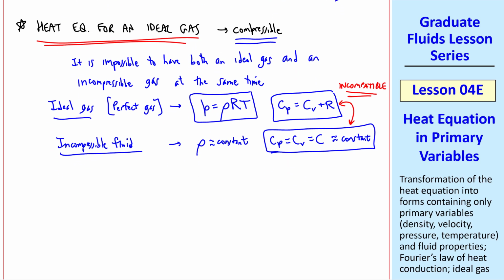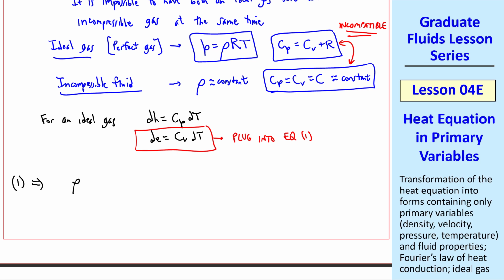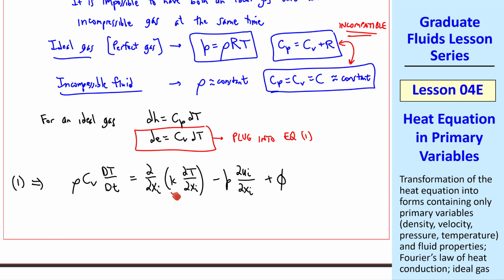You may also recall from your thermo class, for an ideal gas, dH is Cp dT and dE is Cv dT, where H is specific enthalpy and E is specific internal energy. We'll use this one to plug into equation 1. So equation 1 becomes, if we let Cv be a constant, rho Cv DT/Dt equals del/del xi of k del T/del xi minus p del ui/del xi plus phi, where I left k inside the derivative since it may vary if the flow is compressible and if temperature varies considerably.